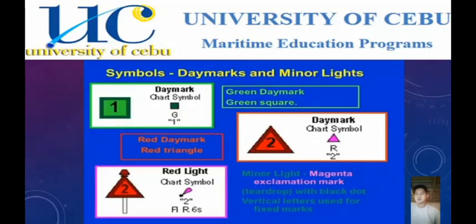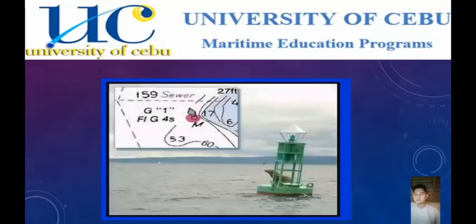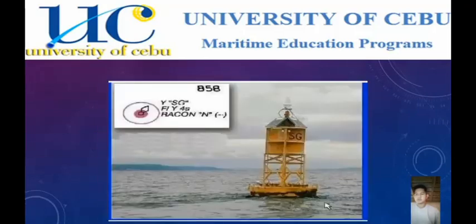So symbols, daymarks and minor lights. Green daymark, green square. Red daymark, red triangle. Then minor light, magenta exclamation mark. Teardrop with black dot, vertical. Letters used for fixed marks. So these are the examples.